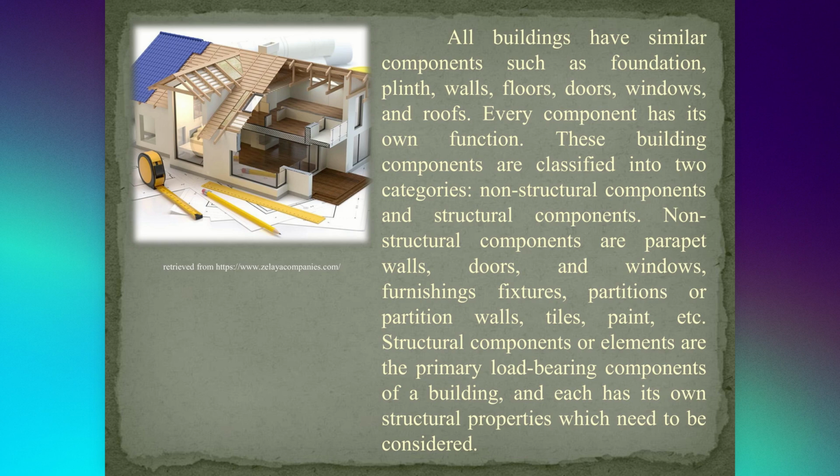All buildings have similar components such as foundation, plinth, walls, floors, doors, windows, and roofs. Every component has its own function. These building components are classified into two categories: non-structural components and structural components. Non-structural components are parapet walls, doors and windows, furnishings, fixtures, partitions or partition walls, tiles, paint, etc.